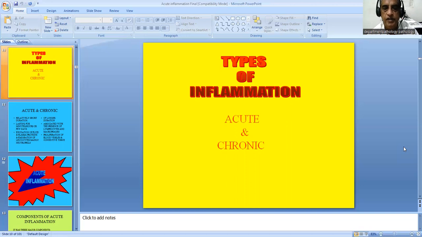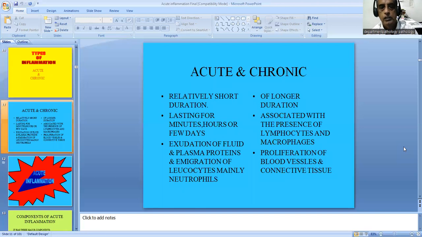Inflammation has been traditionally divided into 2, acute and chronic. These are some of the differences between acute and chronic. The first difference that we can see is that acute is of a relatively short duration and is acute in onset, comes up suddenly. Chronic is of a longer duration and persists for very long, lasting for even years. Acute inflammation lasts for minutes, hours, or even a few days. Chronic can last, like I said, for years together.